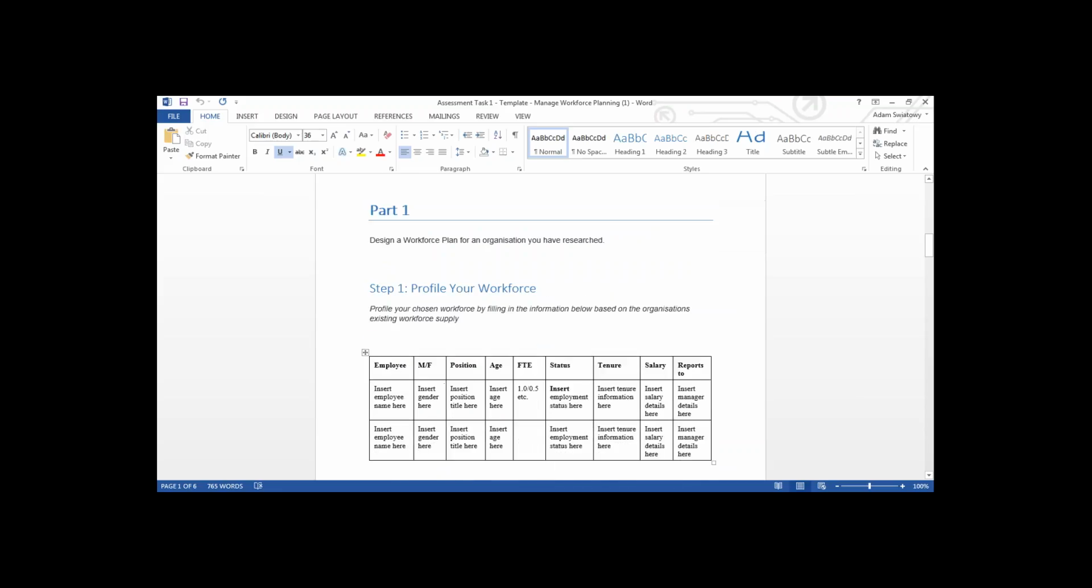So let's have a look at what it is you need to do for this particular assessment task. So the first part, this is designing a workforce plan for an organisation that you have researched.